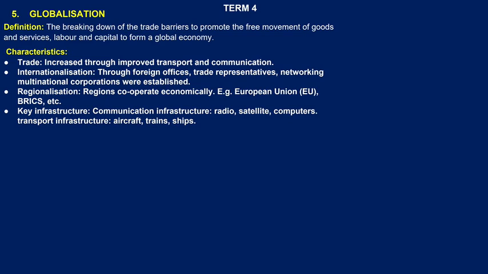Key infrastructure: communication infrastructure, radio, satellite, computers; transport infrastructure, aircraft, trains, ships, right? Those are your characteristics of globalization.